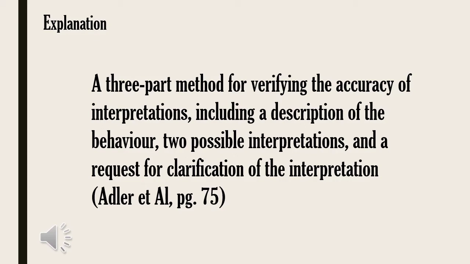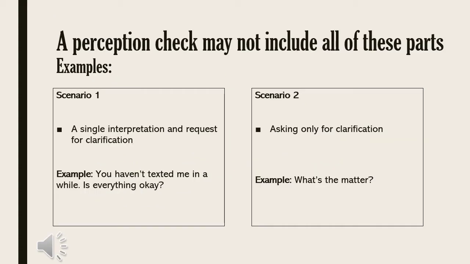Alternatively, a perception check may not require all of these parts. You can use different formats, such as a single interpretation and a request for clarification, or even just asking for clarification, depending on your relationship with the person. Perception checks include things like a single interpretation and request for clarification. For example, "You haven't texted me in a while. Is everything okay?" Or asking only for clarification. For example, "What's the matter?"